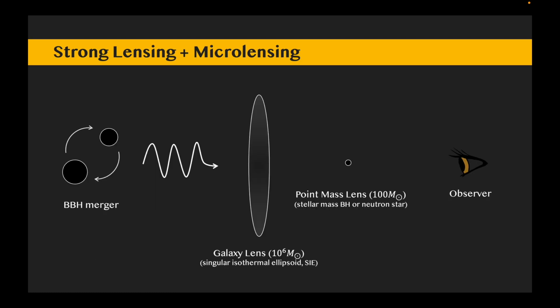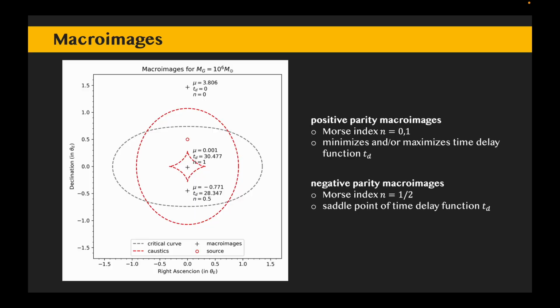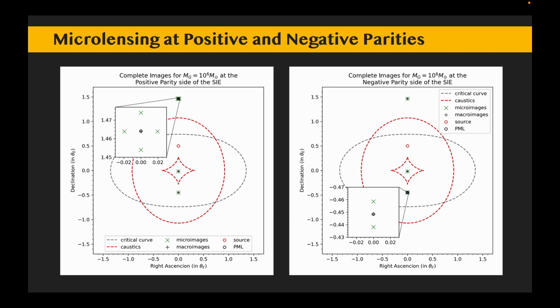signals. We investigate the combined effects of strong and microlensing of a gravitational wave signal with a singular isothermal ellipsoid galaxy model and a point mass. We first identify images caused by the galaxy alone, and then we place point mass lenses at the sky locations of the most magnified images, each in the positive and negative parity sides of the galaxy.